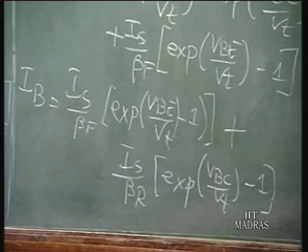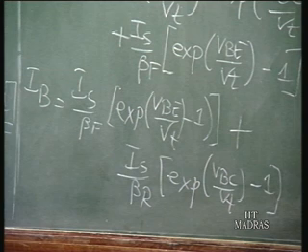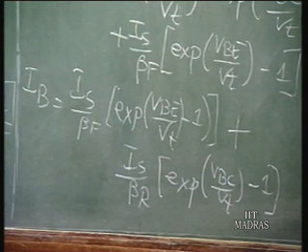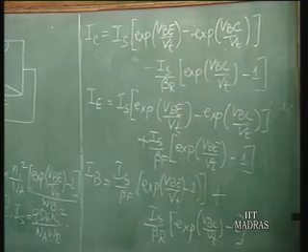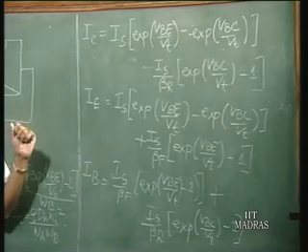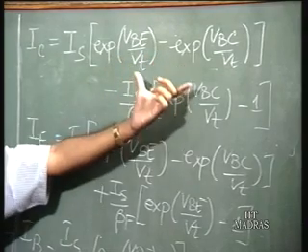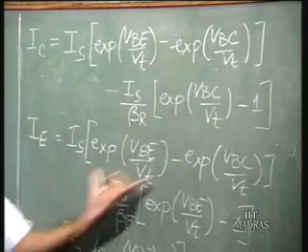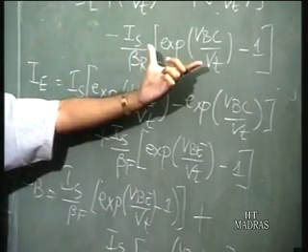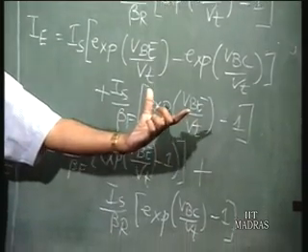It looks very complicated, but you can remember it very easily. If you look at these expressions, one can look at them as 3 current sources. One is given by this Is exponential Vb by Vt minus exponential Vbc by Vt, which is occurring in these two, and the other is Is by beta r exponential Vbc by Vt minus 1, and the third one is Is by beta f exponential Vb by Vt minus 1.